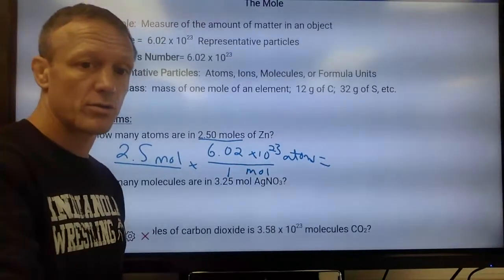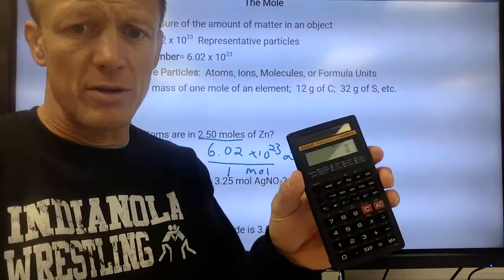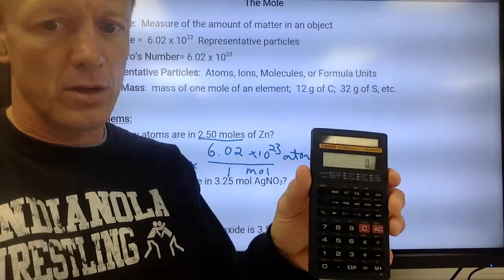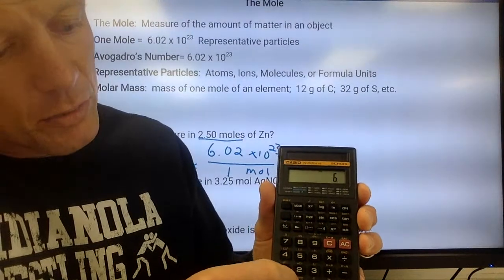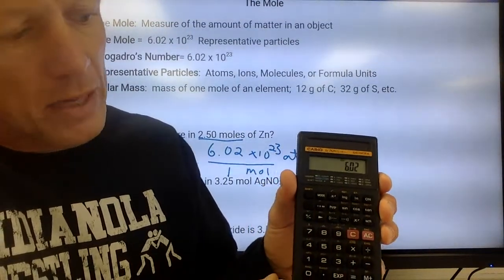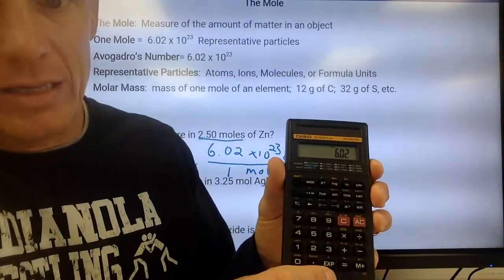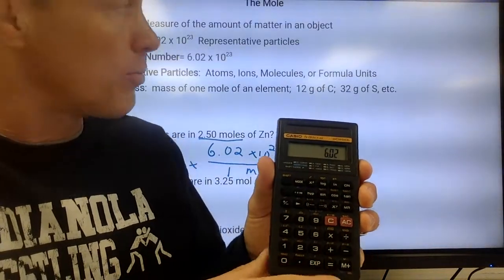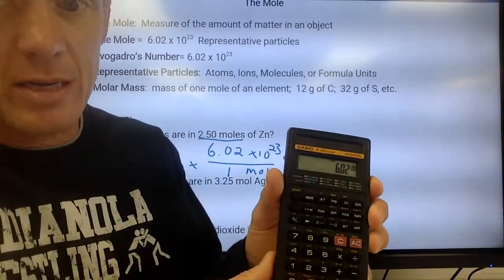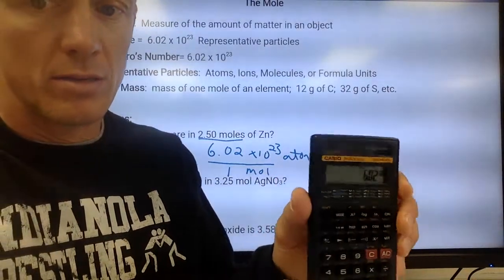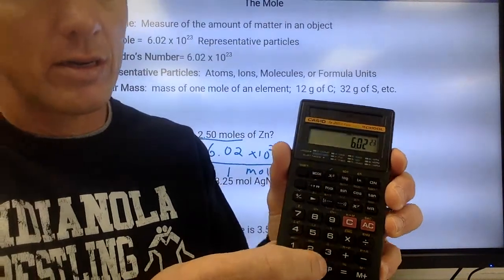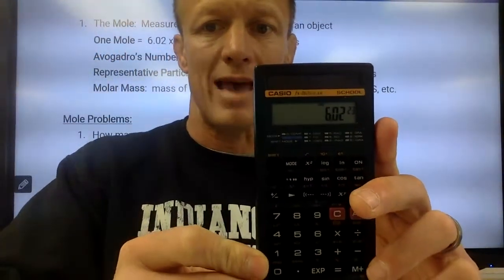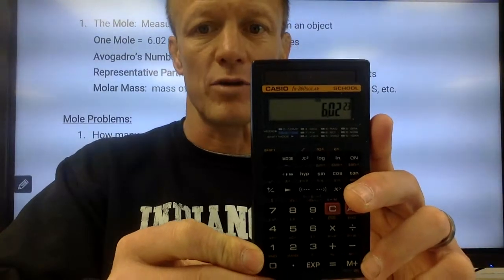I'm going to show you something here real quick. One of the things you've got to be able to do is put this in your calculator, and it's a little bit hard. So when I'm putting 6.02 in the calculator, Avogadro's number, I put in 6.02. Now in this calculator, there's a little EXP button. So I don't push times, I don't push 10, I just push the EXP button, and I put in the 23. That means 6.02 times 10 to the 23rd power.